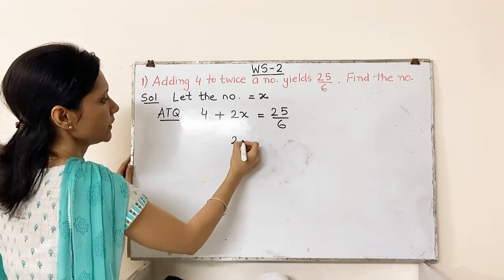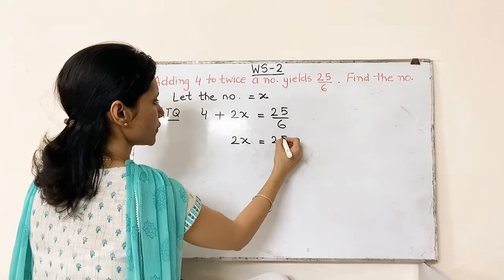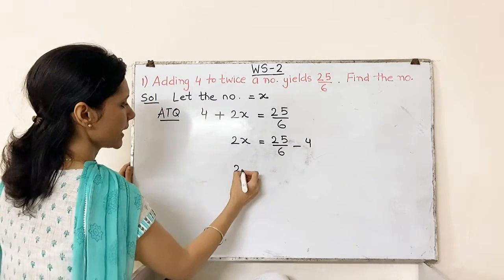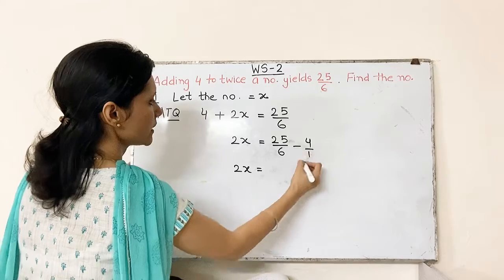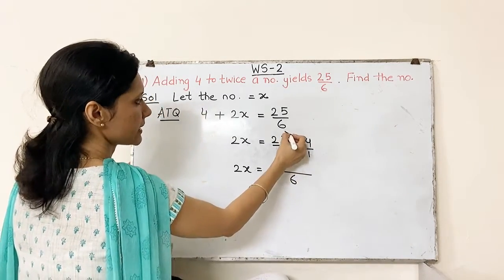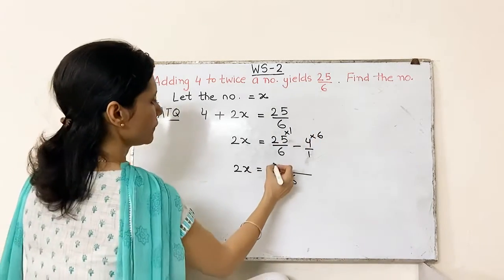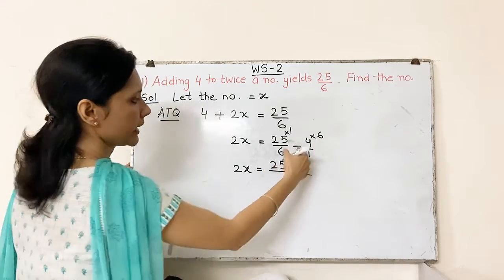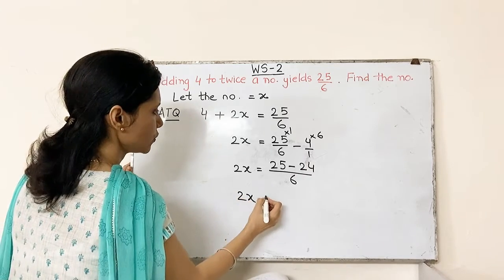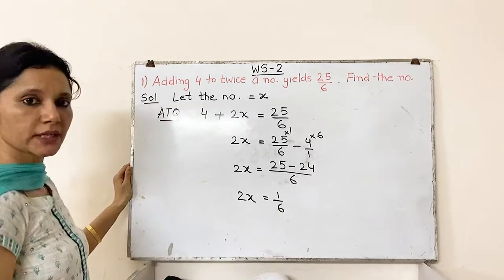So we'll keep the term with the variable on the left hand side and move 4 to the right hand side. So this would become 25 upon 6 minus 4. So 2x is equal to, here the denominator is 1. So the LCM of 1 and 6 is 6. So 6 divided by 6 is 1, 6 divided by 1 is 6. So this becomes 25 ones are 25 minus 6 fours are 24. So this becomes 2x is equal to 25 minus 24 is 1 upon 6.